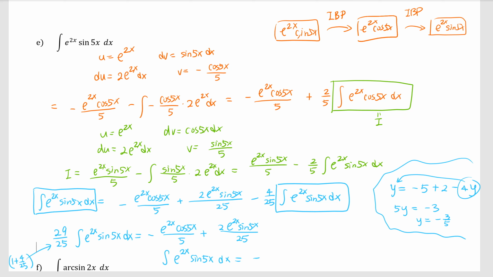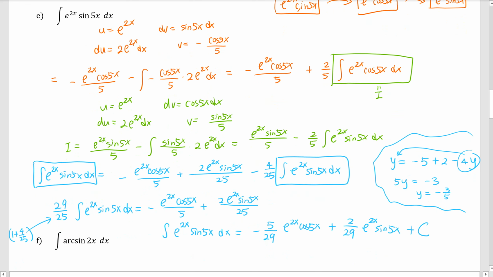Well, when we times 25, the 5 and 25 cancel one copy of 5. So we get 5 over 29 e to the 2x cosine 5x. And the second term, the 25 cancels, so 2 over 29 e to the 2x sine 5x. And at the end, you can plus c here. So far, so good, everybody. And so this is our final answer.